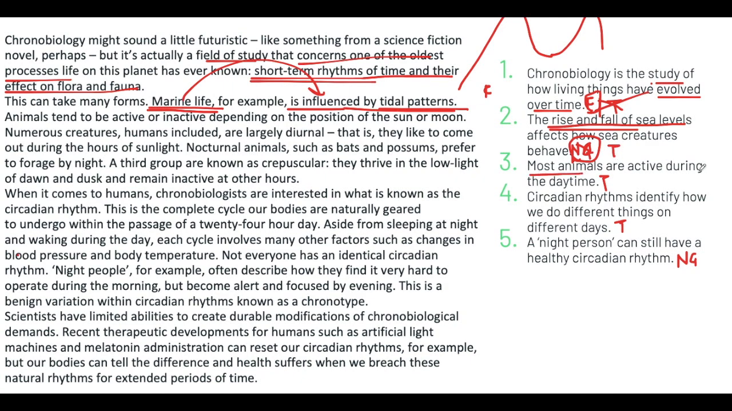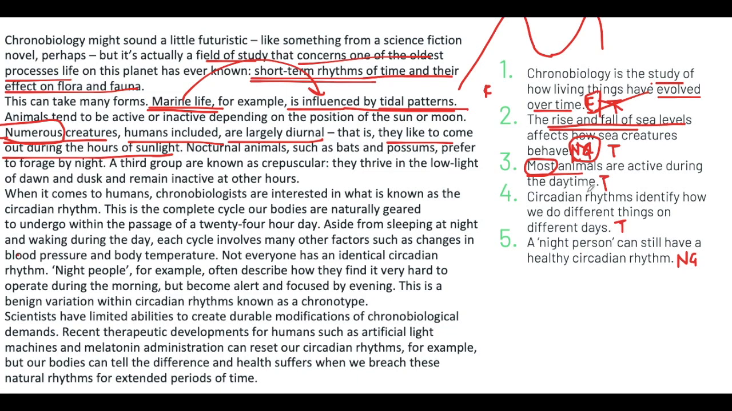Next is most animals are active during daytime, and here you must have read where did you find this answer? I found it in the third line, which says that numerous creatures, humans included, are largely diurnal. They come out during the hours of sunlight. Okay, correct. But now the difference is whether it is talking about numerous creatures or most creatures. This is the difference. Now, do you think numerous and most are the same? No, not at all. Numerous is a number of, a particular number or a bracket, and most is majority.